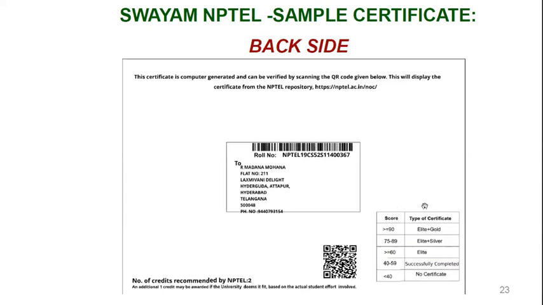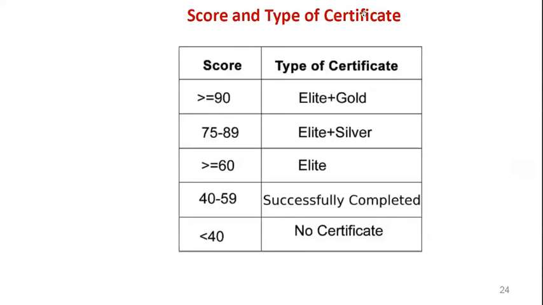So these are all the categories of certificates we have. Now all these samples I have included here. So this is the table which shows all the categories of certificates. So 40 to 59, successfully completed. Then 60 to 74, you will get elite only. 75 to 89, you will get elite plus silver. Then 90 and above, you will get elite plus gold.